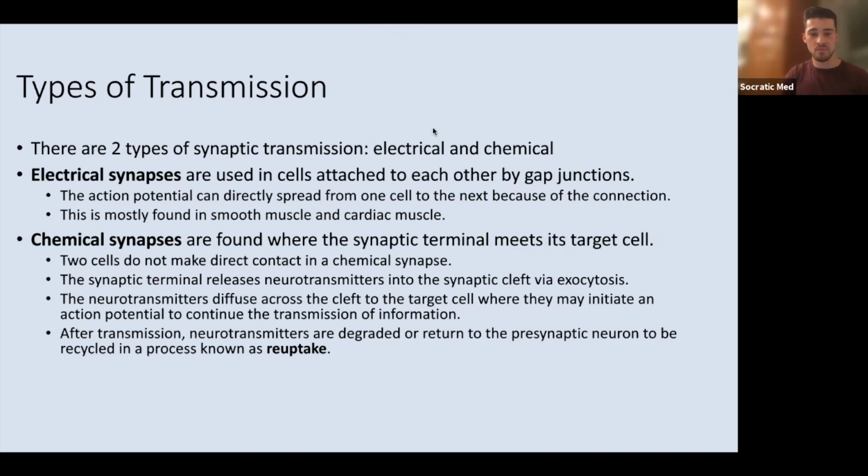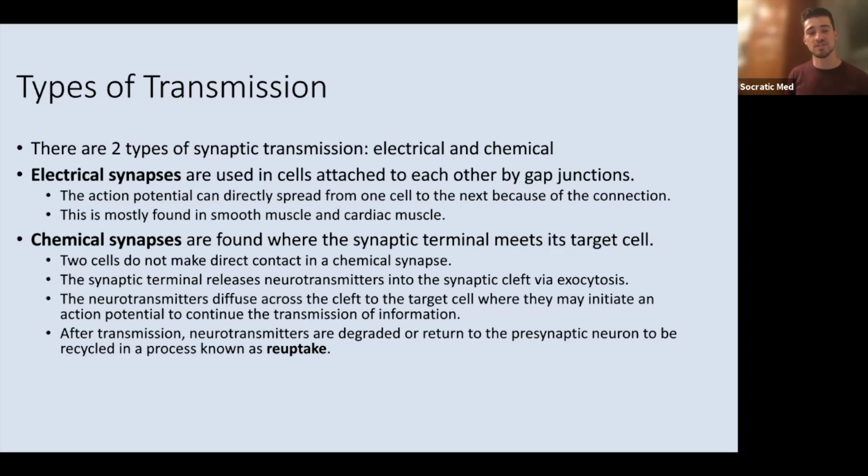So the other one, which is more of our area of interest for this lesson, is chemical synapses, which we were just talking about. Those are found where the synaptic terminal meets its target cell. It could be an effector, which is like a muscle or some sort of organ, or it could just be another neuron, like we saw in the graphic before. So the two cells do not make direct contact in a chemical synapse, which is important to understand. The synaptic cleft is the little space between the two of them. They're not touching, and the way they communicate is chemically.